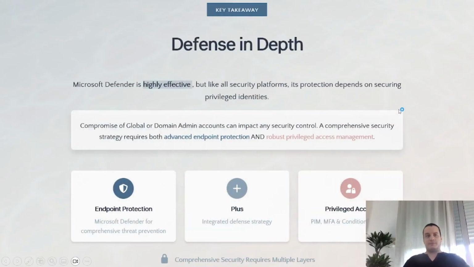Now, our takeaways. Microsoft Defender is highly effective, but like all security platforms, its protection depends on securing privileged identities. If the hacker, again, gets access to the privileged identity, no one can help you unless you gain back control of these privileges. Compromise of a global admin or domain admin account can impact any security control. A comprehensive security strategy requires both advanced protection and robust privileged access management. So we need endpoint protection plus privileged access, which will cover Privileged Identity Management, MFA, and conditional access.